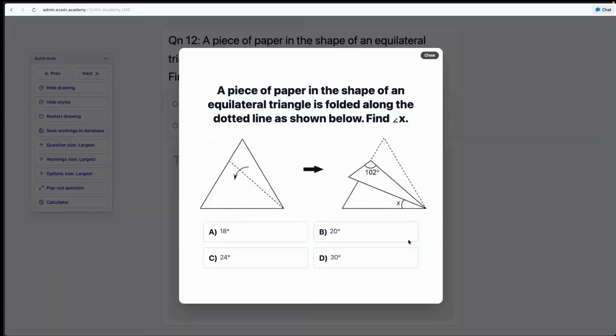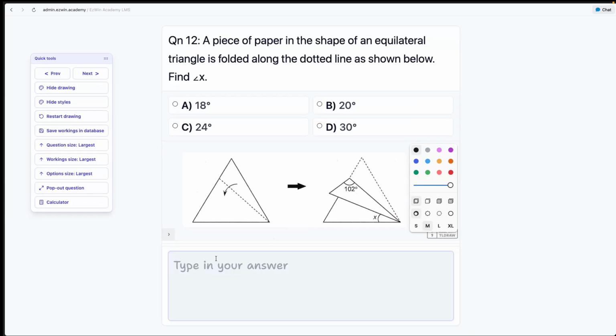All right. Question number 12. A piece of paper in the shape of an equilateral triangle is folded along the dotted lines as shown below. Find angle X. Okay, so if you want to know more about folded angles, you can go to our website easy1.sg/blog to find out more about these folded angles and other concepts to help you score that AL1 in PSLE or your math exams, weighted assessment, and tests.